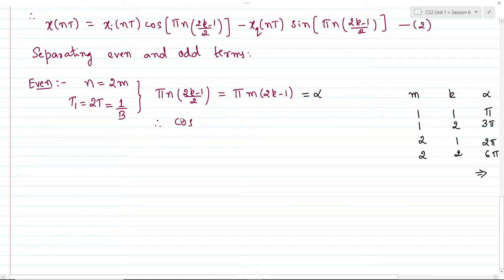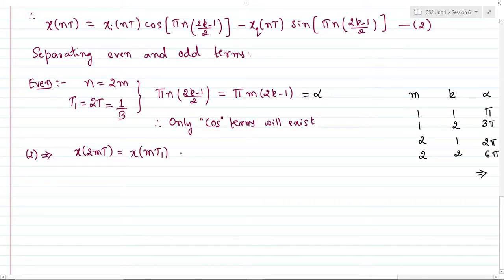Okay, so this implies equation 2 can now be written for even samples, as n is 2m here, where we have replaced twice of t as t1. So in other words, this is simply x of m t1, which is equal to xi of m t1 times (-1) per m, which is nothing but (-1)^m. Okay, let's call this equation number 3.